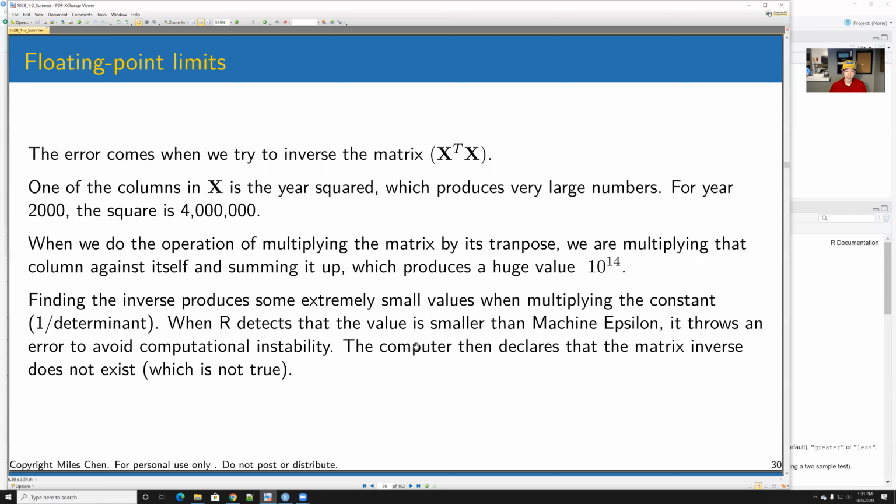When you try to invert this matrix where we've got 40 trillion, it breaks R. Not exactly breaks it, but finding the inverse of a matrix requires finding the determinant. And if you remember from 102A, there's machine epsilon. The computer is not actually dealing with real numbers, but with binary representations of real numbers. And because it's a binary representation, there's a limit to how small a number you can represent.